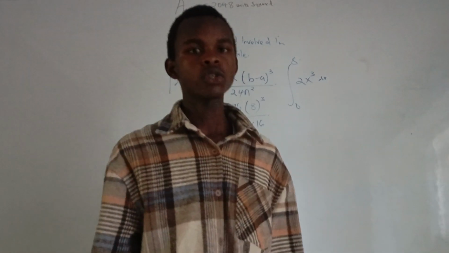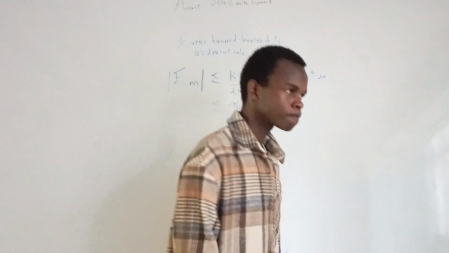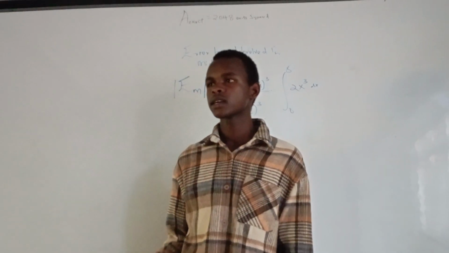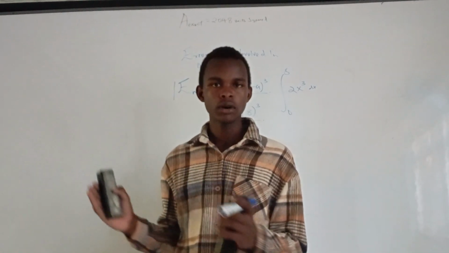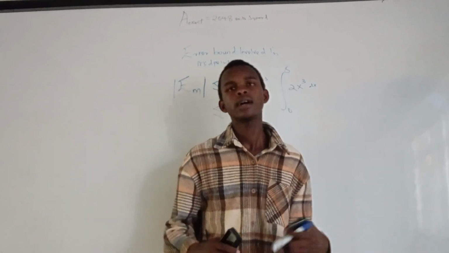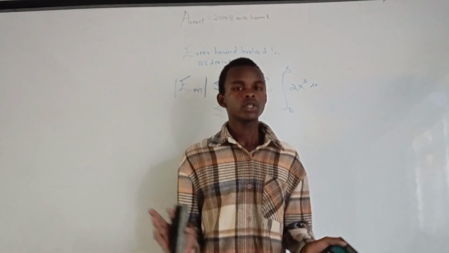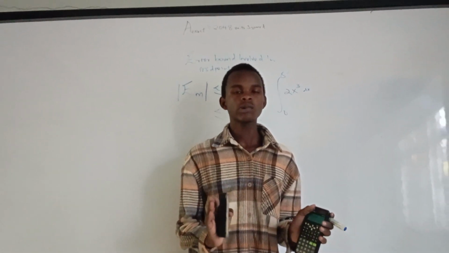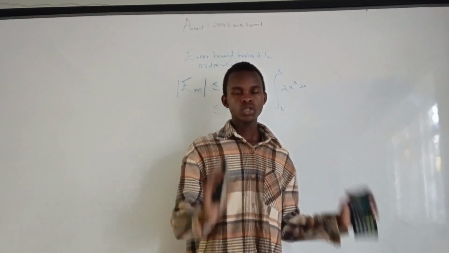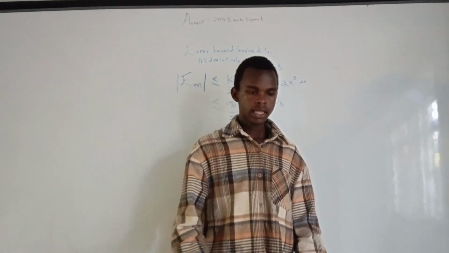My next video will be talking about Simpson's rule and how to compute the error bounds again using an example. In my last video we talked about an example dealing with the trapezoidal rule and how to calculate the error bounds.